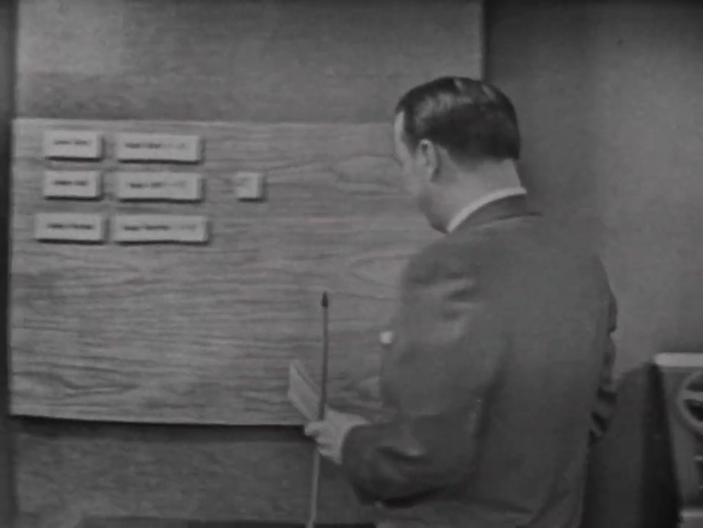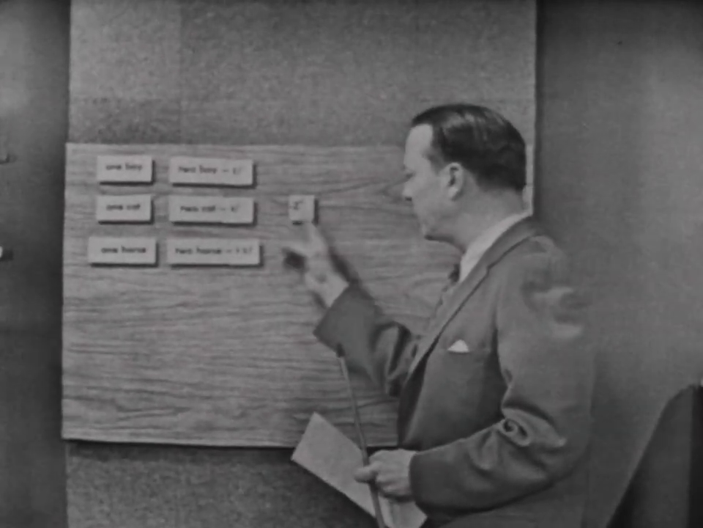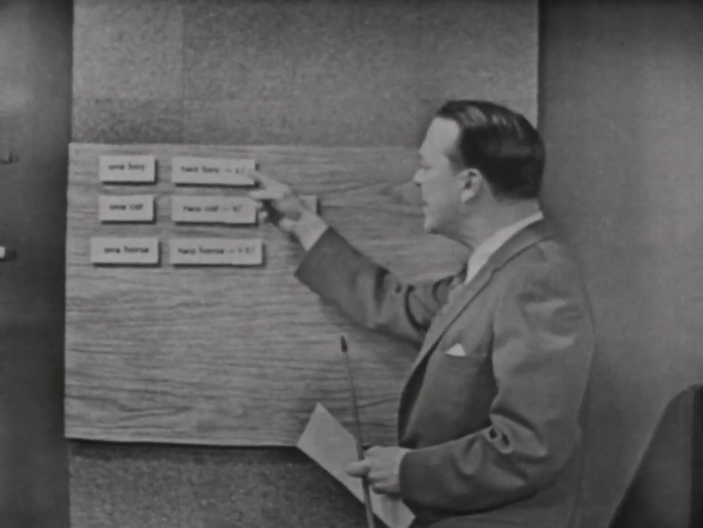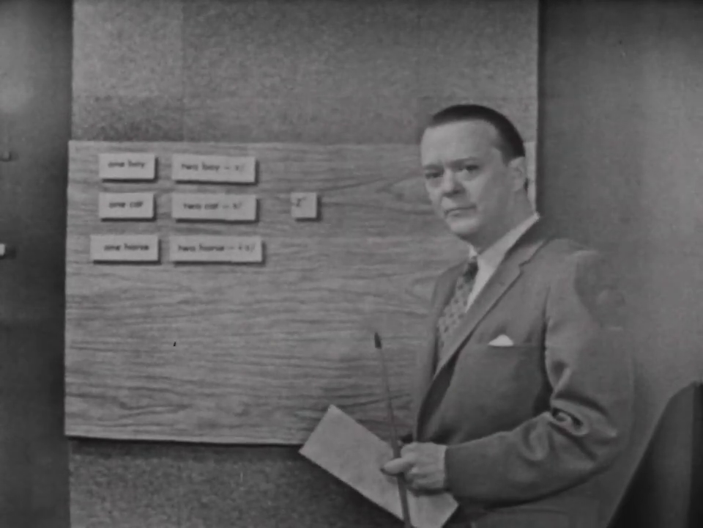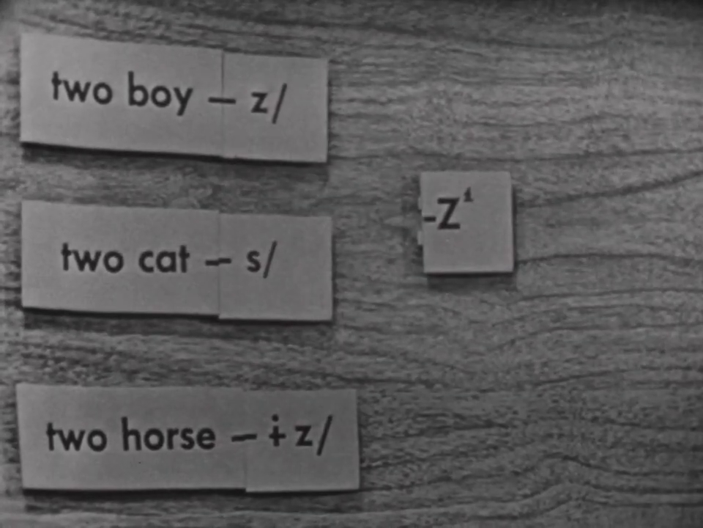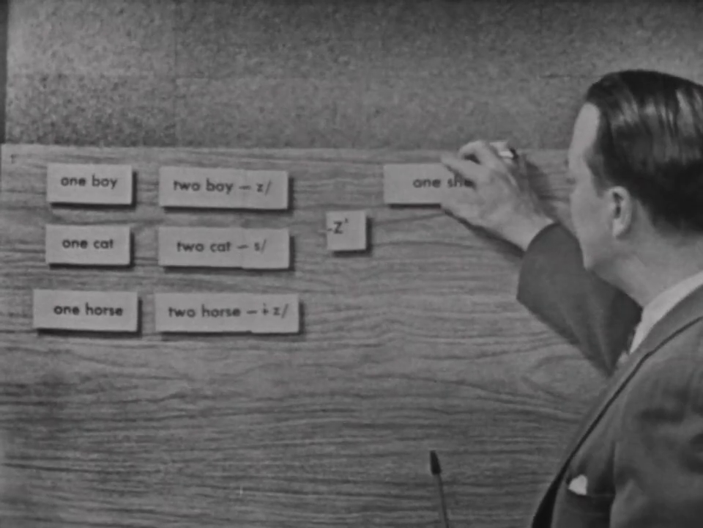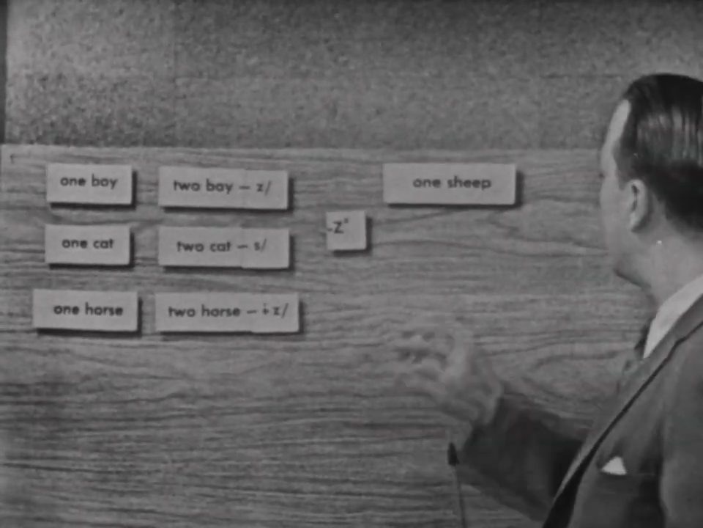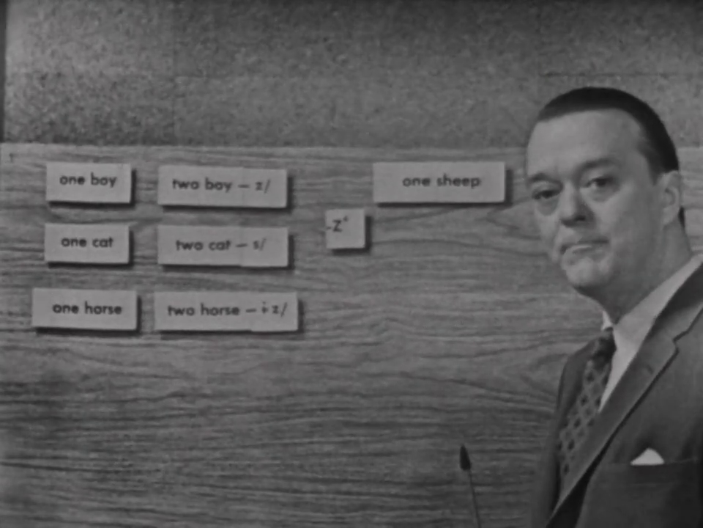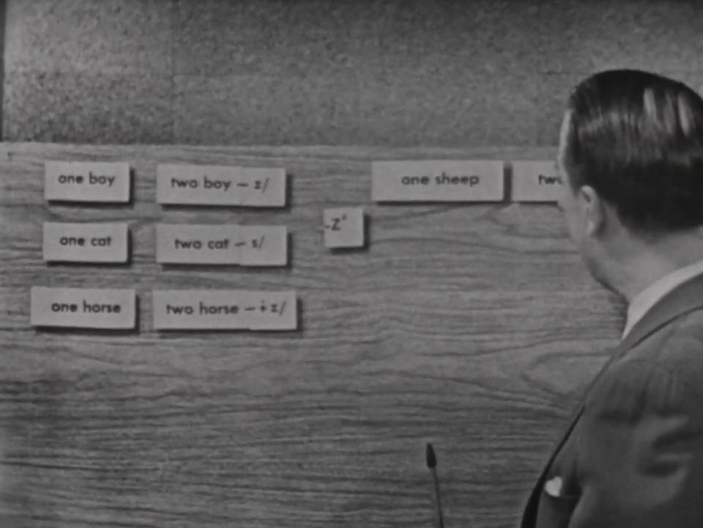To go back again for a moment to our business of the plural morpheme, our Z1. One boy, one cat, one horse, and so on. These are the regular allomorphs of our friend Z1, the plural. But suppose something like this happens. Here is an item, one sheep. Now what happens when I put two in front of sheep? One sheep, two sheep. Nothing happens, you say.